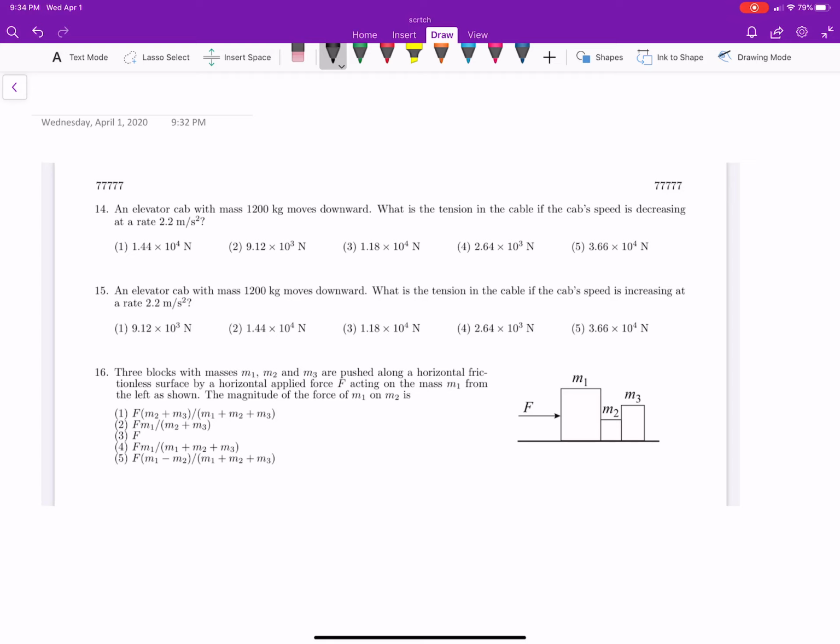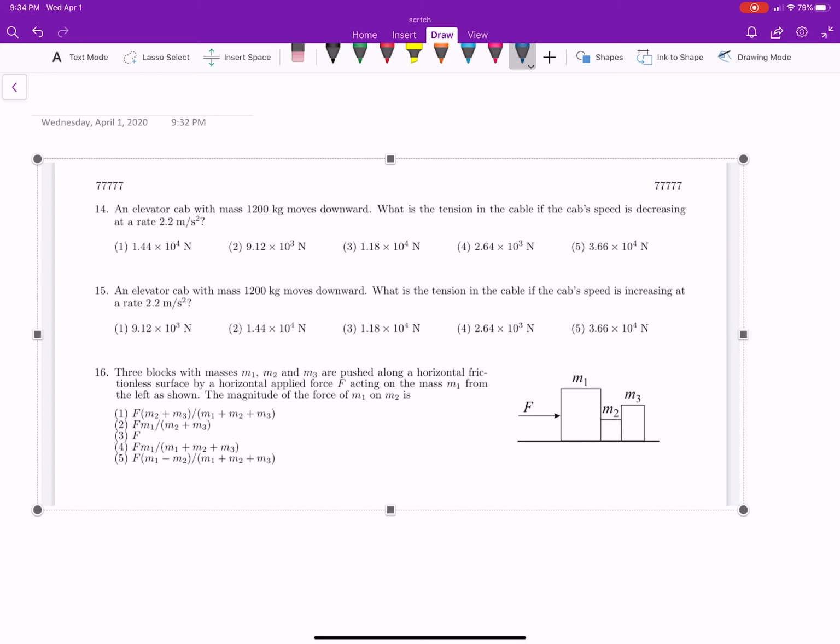If you want to see the projectile motion problems, I can do those. Just let me know. So question 14 says an elevator cab with a mass of 1200 kg moves downwards. What is the tension in the cable if the cab's speed is decreasing at a rate of 2.2 meters per second squared?